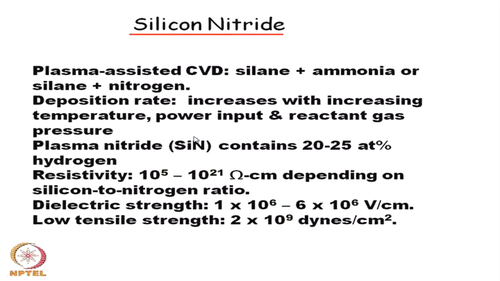That means, compared to LPCVD grown silicon nitride, it is low, the low tensile strength. So, that means plasma assisted CVD, which is grown by reacting silane with ammonia or silane with nitrogen, we can find that the quality of the film is not so good as what we obtain from the LPCVD grown silicon nitride films. So, quality wise, if we consider the quality of the grown film from plasma assisted CVD, that is very bad compared to the LPCVD grown.